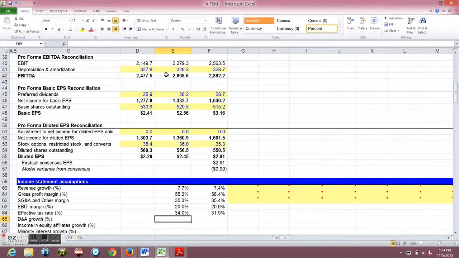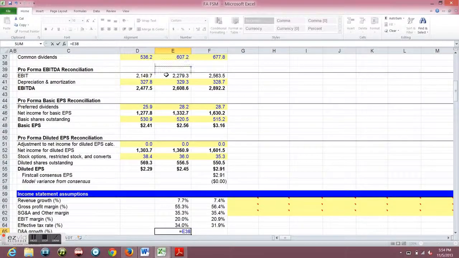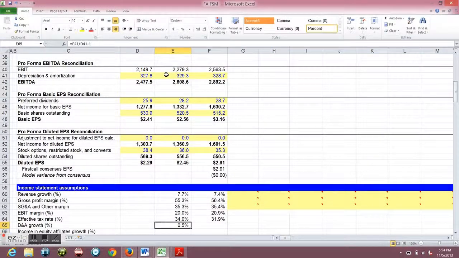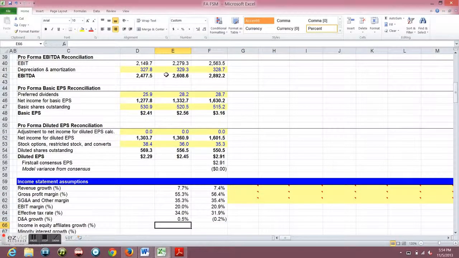But D&A growth essentially is going to be your depreciation and amortization. So you take the current year, and you divide it by your previous year, and you subtract 1, and that is your growth. And you'll see a negative, but that happens. Don't freak out about that.